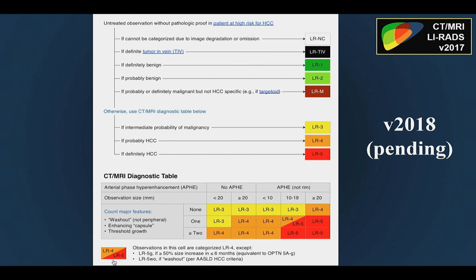All right? And so basically it matters which major feature that observation has. So if that one major feature that observation has is washout or threshold growth, you become a LIRADS 5. If that one major feature is capsule, you remain as a LIRADS 4.